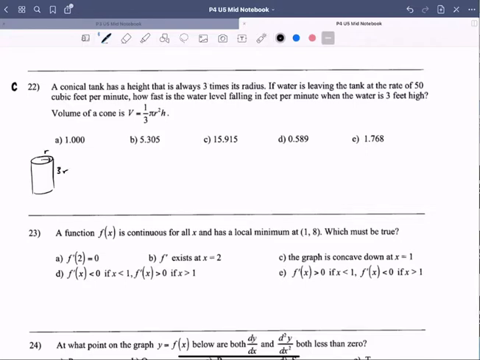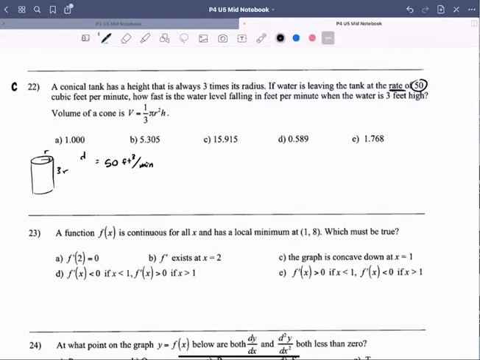If water is leaving the tank at a rate, and 50 is a rate, it's important to know, of 50 cubic feet per minute. Okay, so 50 cubic feet, so feet to the third, per minute. That means 50 is going to be like a dV over dt or something. It's leaving at that rate. So that's a volume.